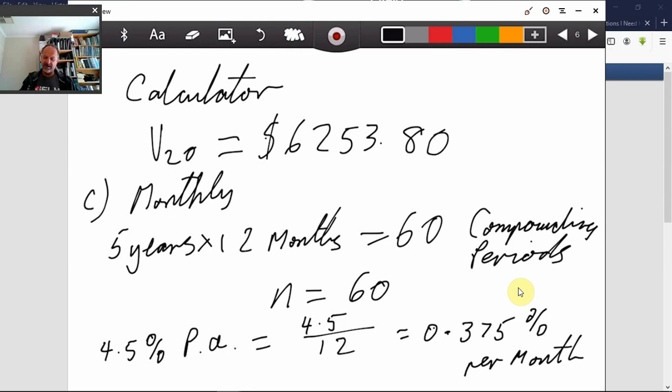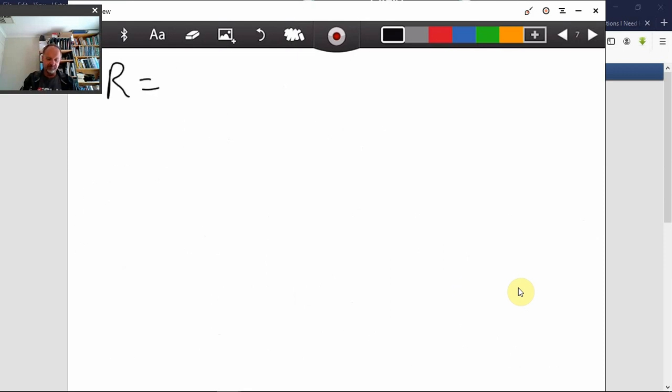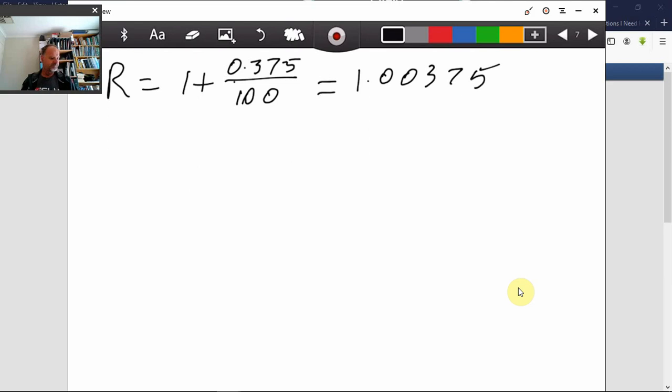All right, so let's find our R. 1 plus the little r, which is the monthly one, 0.375 on 100, and you work that out in your calculator, and you get 1.00375. All right, so the recurrence relation for this particular, whoops, let me go back. That's better. So there's our recurrence relation.